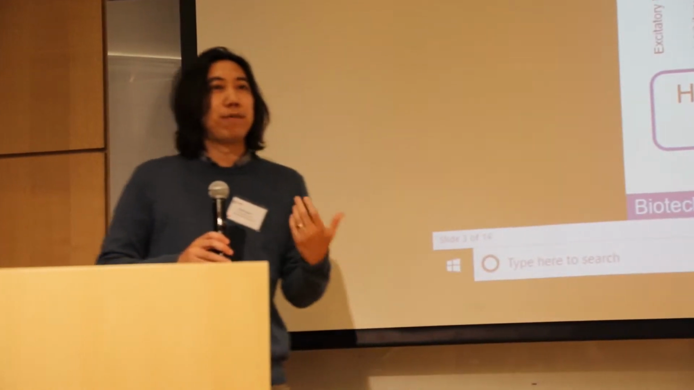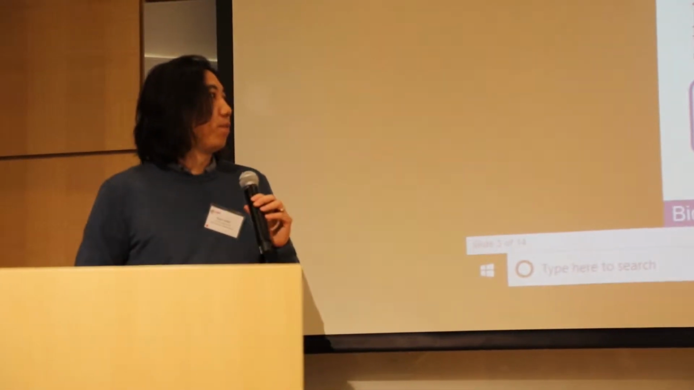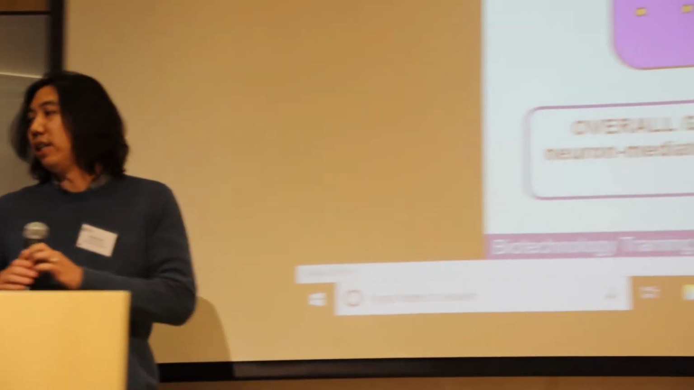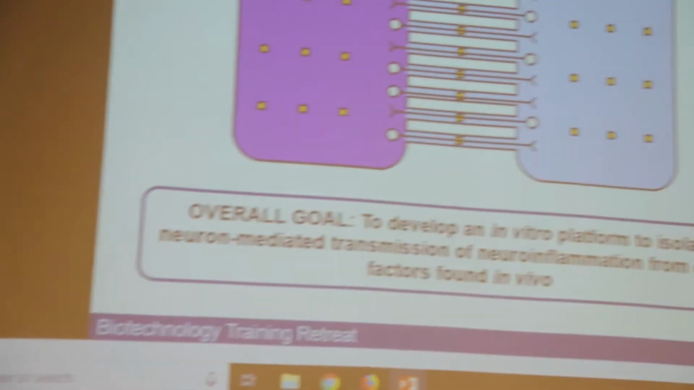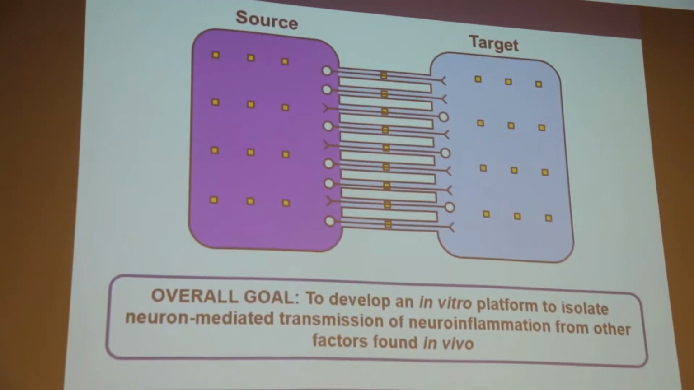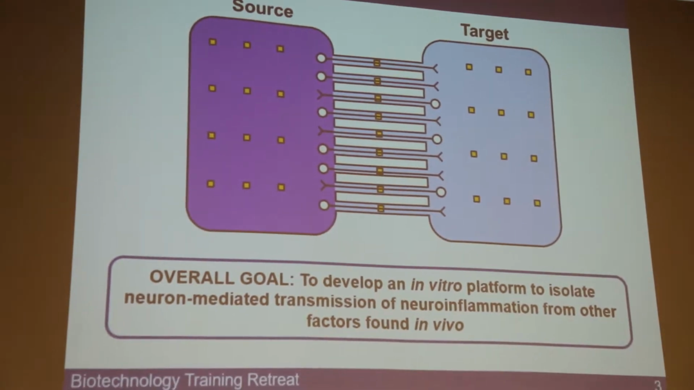However, due to the highly complex nature of these in vivo experiments, there have been some confounding results that have limited the extent to which we understand this neuronal transmission of neuroinflammation. Therefore, the goal of my project is to develop an in vitro platform to isolate neuron-mediated transmission of inflammation from other factors found in vivo, and by doing this, hopefully better understand the mechanisms behind it.